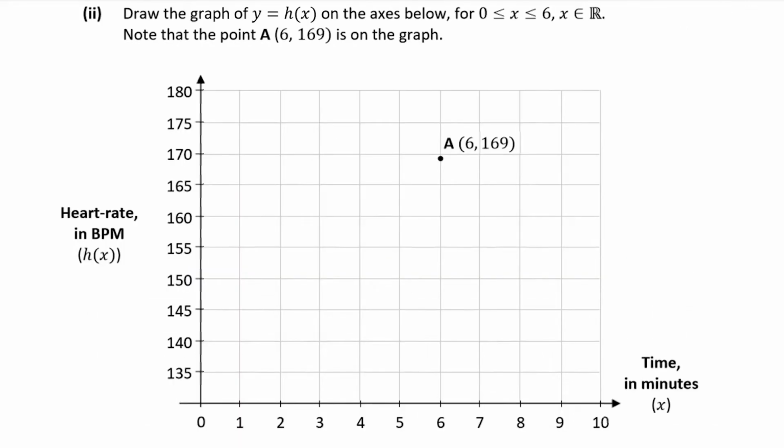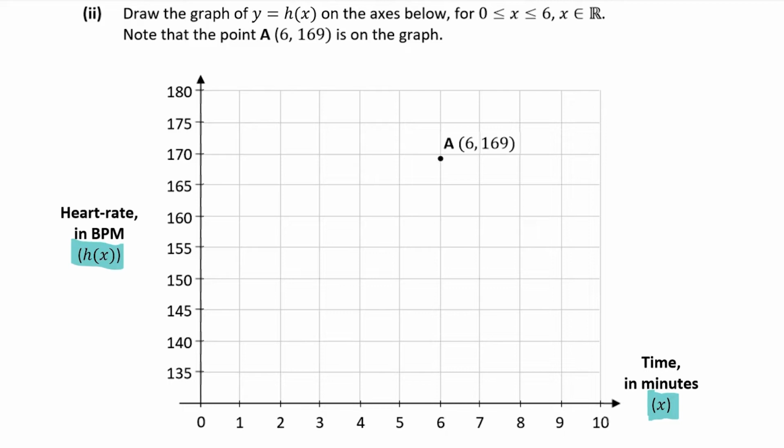So here we have to draw the graph of h of x on the axes for x between 0 and 6. So I'm going to mark in all the coordinates of the graph, and the coordinates of the graph are basically the values we worked out before. The x value is 0, 1, 2, 3, 4, 5, 6, and the value on the y-axis is 158, 160, and so on. And just to remind you, the x-axis is this horizontal axis here, and the y-axis is the vertical axis here.